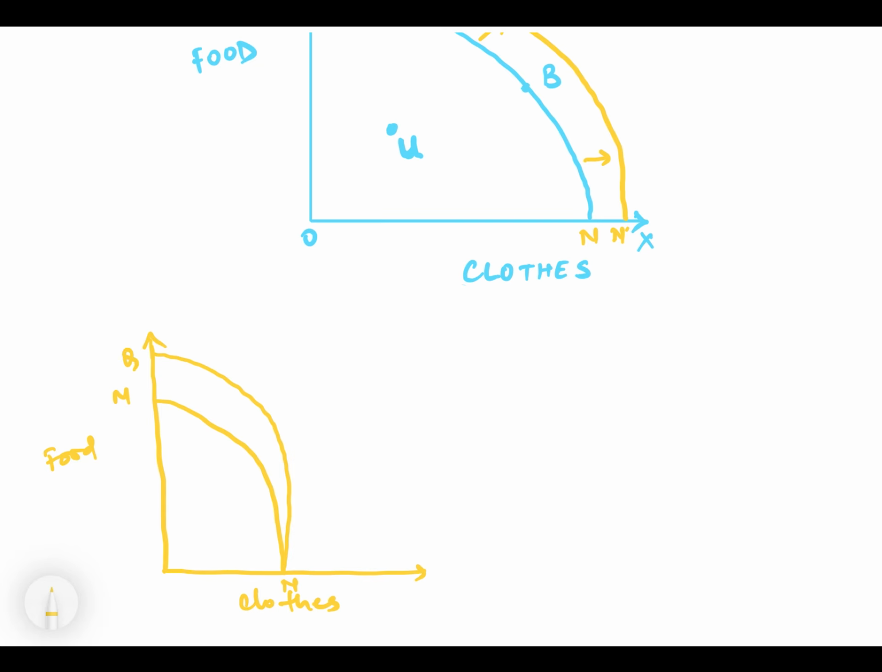So what is it showing? That the curve is rotating. It's not shifting. The entire curve is not shifting. The curve is just rotating from M to Q because resources for food production have increased and there is no change in clothes. So please make sure that you are keeping these small things in mind and labeling the diagrams carefully. This is very, very important.